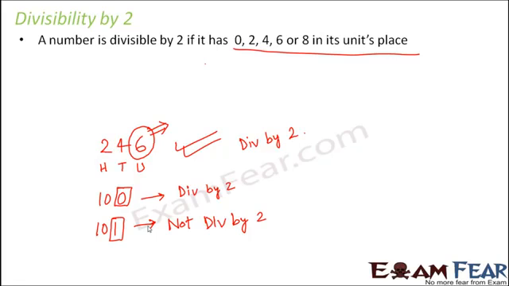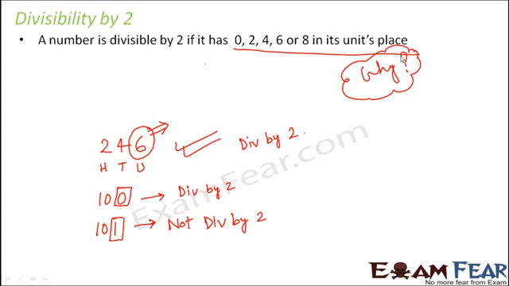Now, there might be a question in your mind, how does this work? I mean, how does this rule work? Why is it that if one of these digits is present at the units place, then that number is divisible by 2? Why is it so? This why must be answered, because without this why being answered, it will always be like half knowing the divisibility rule by 2.